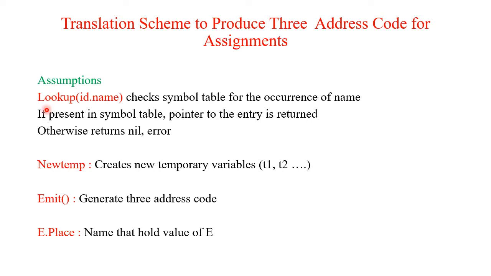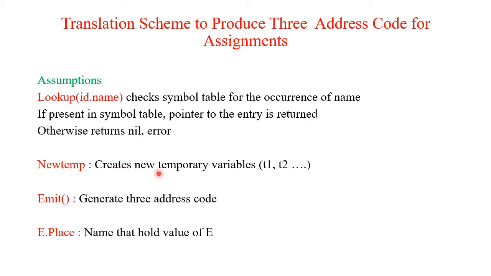One is lookup id.name, a function which checks for the existence of id in the symbol table. If id is present in the symbol table, this function returns a pointer to the entry in the symbol table. Otherwise, this function returns nil. That means this id is not present in the symbol table.